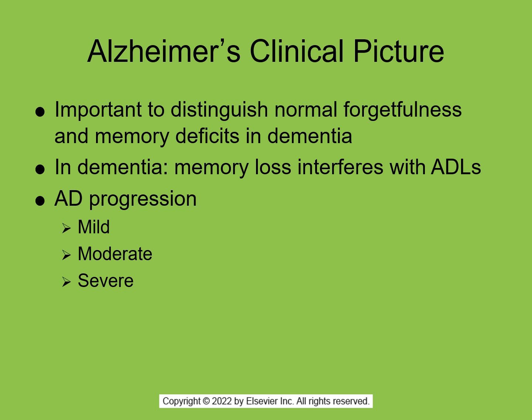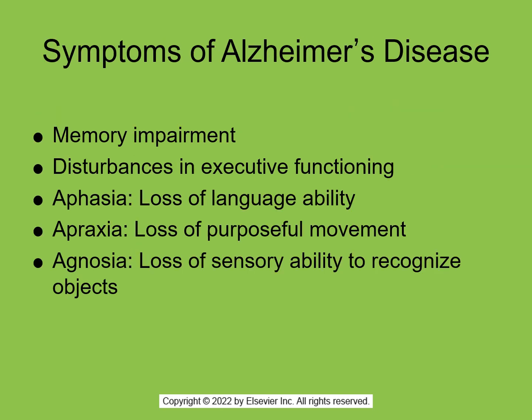And then as it gets in the late stage or the severe stage, these clients again require full-time one-on-one care. They become very fragile. They have problems eating and swallowing, so they become malnourished. So these clients end up in a vegetative state. At the point they can't eat, they may end up with feeding tubes.